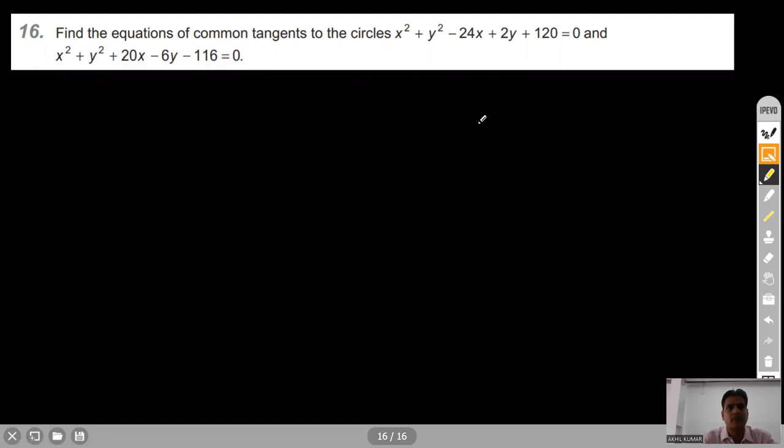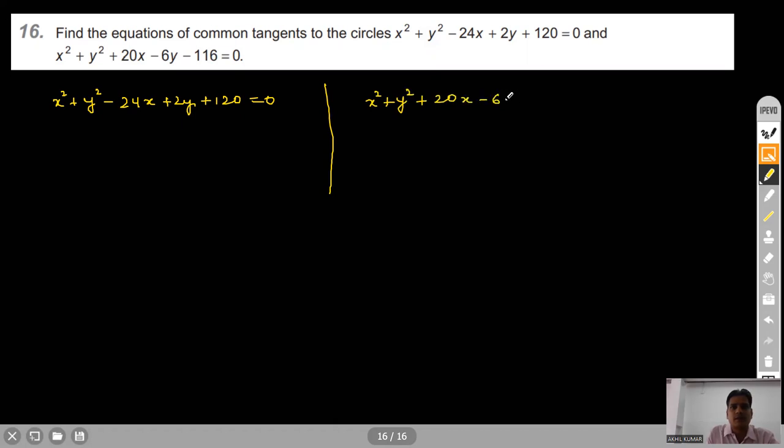Okay, so let me first write the equation. Find the equation of common tangents. Two circles are given here and we have to find the equation of common tangents. First we have to identify the position of the circles, like whether they are intersecting, or contained in one another, or separated. Let's see what is here. This will be x square plus y square minus 24x plus 2y plus 120 equal to 0. This is our one circle. And our next circle is x square plus y square plus 20x minus 6y minus 116 is equal to 0.